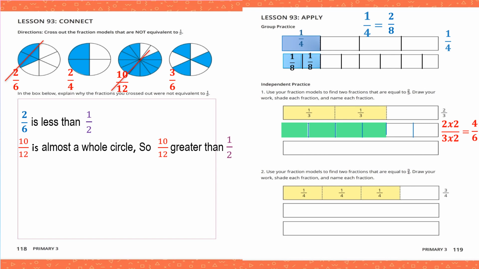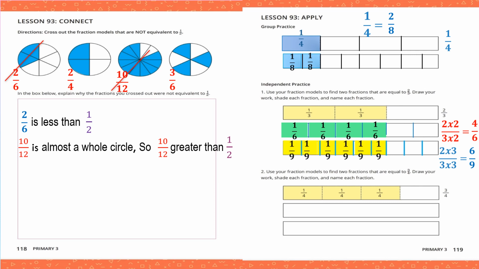The second fraction, let's multiply the numerator and the denominator by 3. 2 times 3 equals 6 and 3 times 3 equals 9. 6 over 9. So I will divide this bar into 9 equal parts. I will make 8 dashes. We will color 6 parts and each part represents 1 over 9.